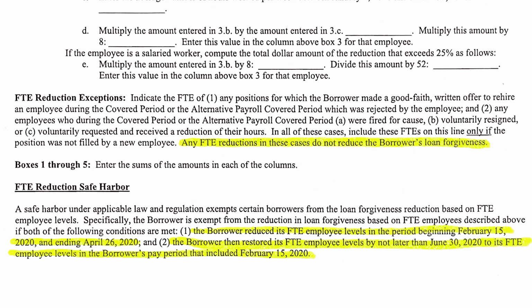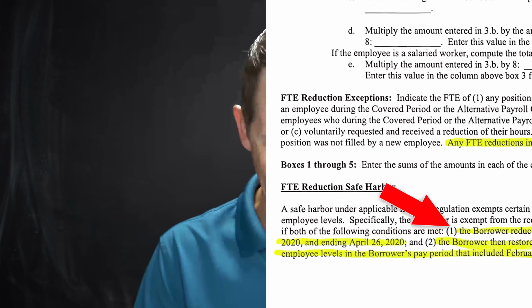It's a couple of pages ahead, on page 8. There are two parts. There's the FTE, which stands for full-time employees, reduction safe harbor, and right above that is the reduction exemption. So let's read the safe harbor first. If you meet both of these criteria, you're in the safe harbor zone. So basically, you're not going to have any reduction if you qualify here. What it's saying is, if you meet both of these, number one, the borrower reduced its full-time employee, FTE, levels in the period beginning February 15, 2020 and ending April 26, 2020. And so if you reduced, if you furloughed people, then that's a reduction.